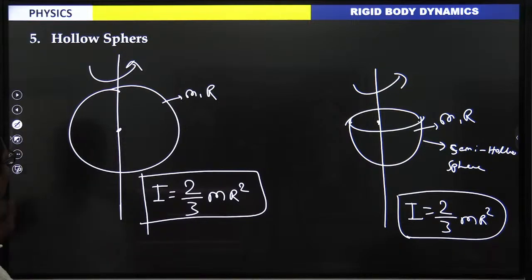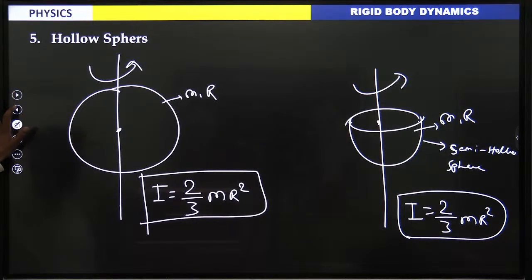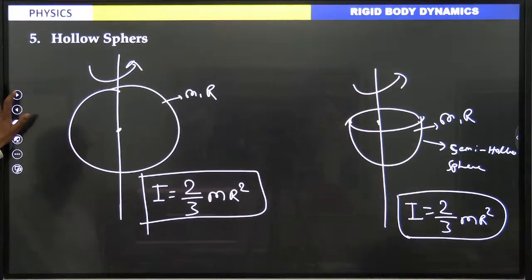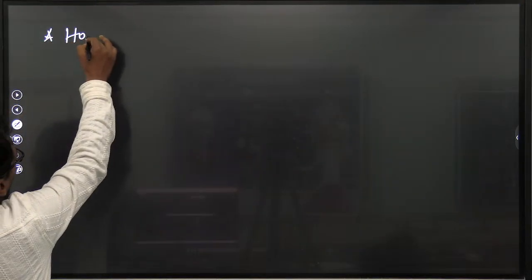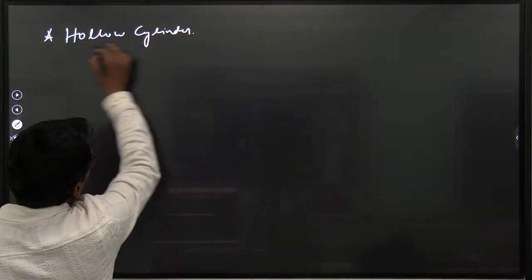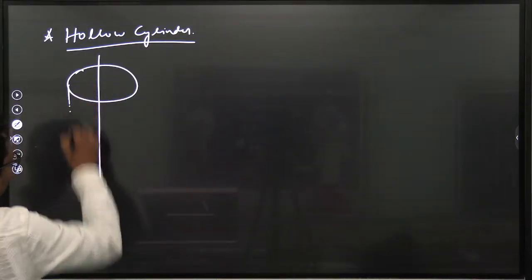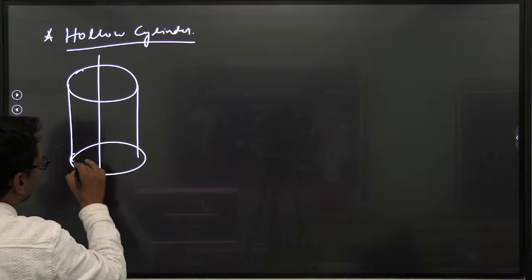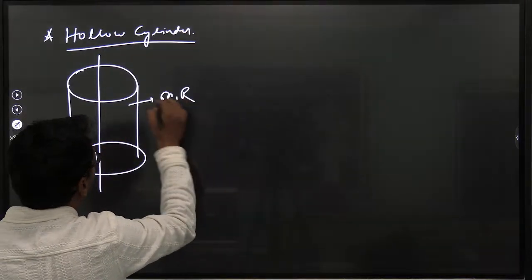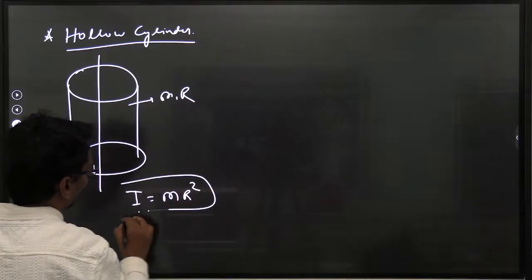Now I am going to study the hollow cylinder. What will be the moment of inertia of a hollow cylinder? Simply, this is mass m and radius r, hollow cylinder, then I is equal to mr square.